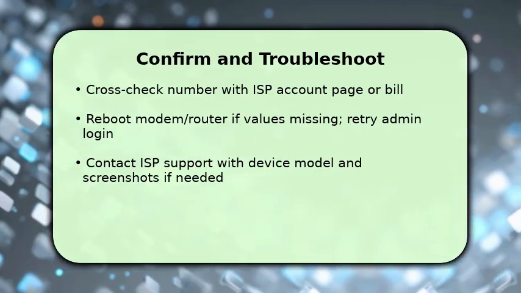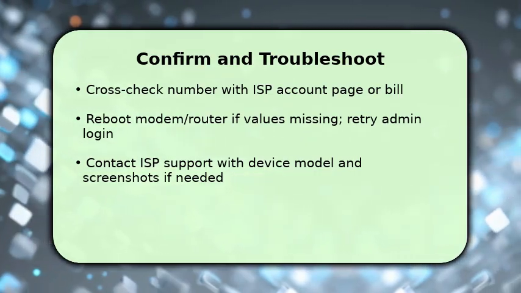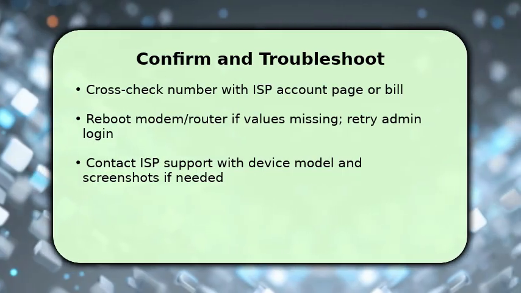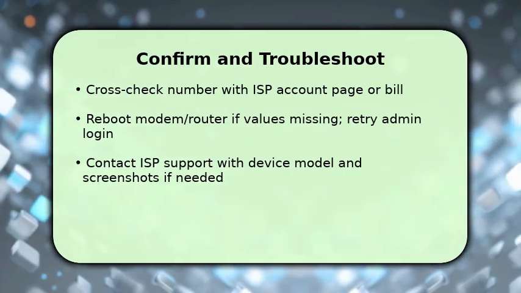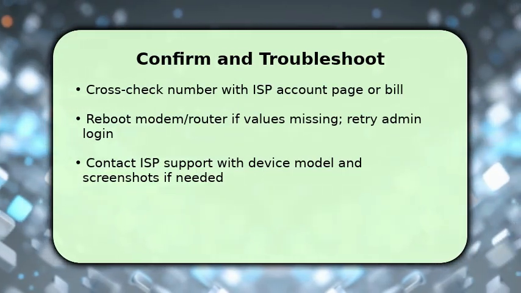If still missing, call your ISP, provide the router model and screenshots, and ask them to verify the Broadband or line number. That's the fastest fix when local checks fail.